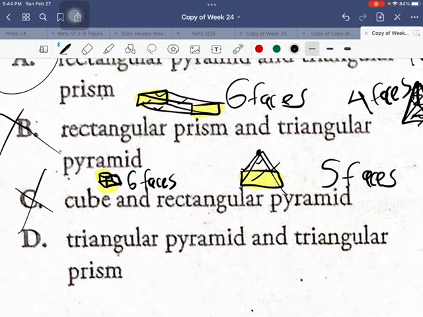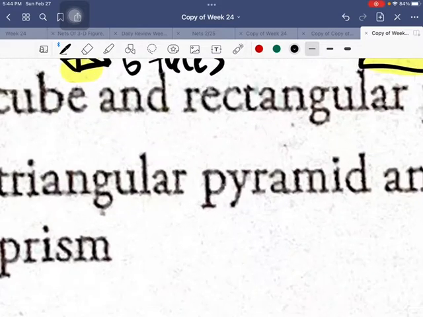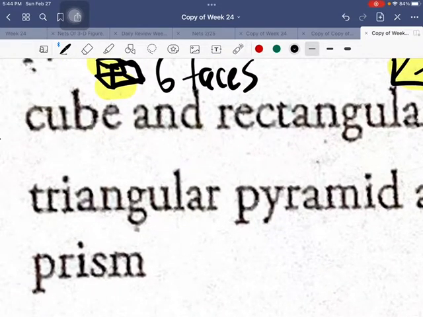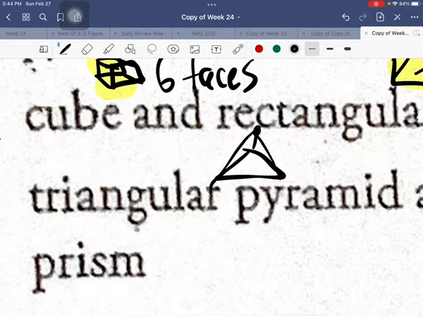Nope. Last one, triangular pyramid. Triangular pyramid means base of a triangle, and everyone touches that triangle. How many faces is that? I think we already did that. Bottom, front, side, and side. 4 faces.